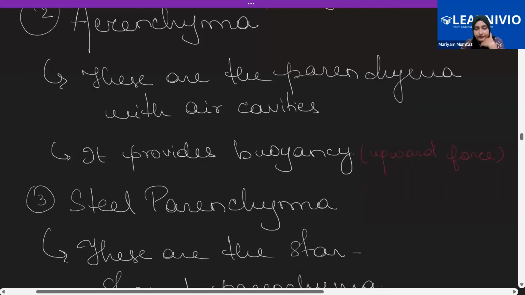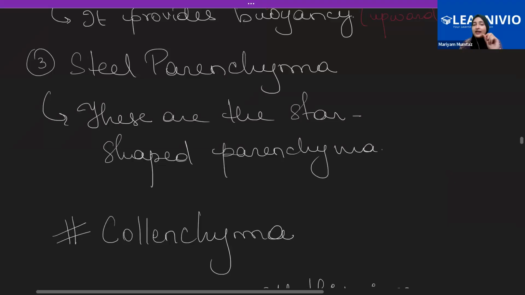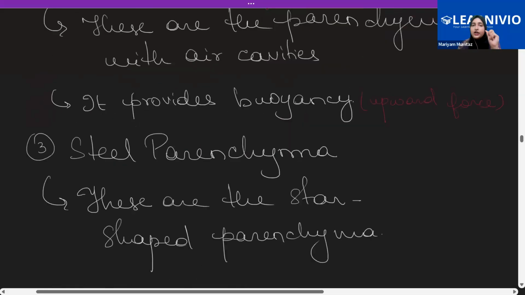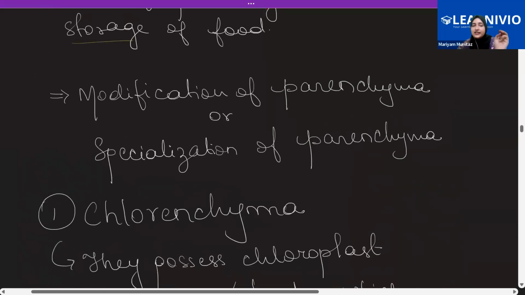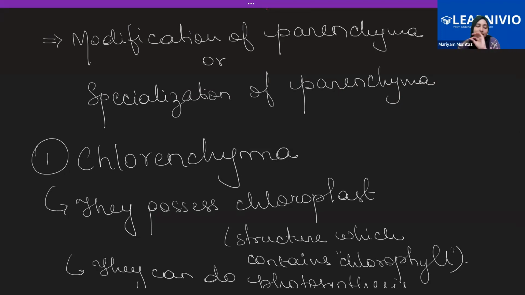upward force, to them. And then the last modification is the stellate parenchyma. These are those parenchyma that have a star shape. So they are star-shaped parenchyma. Up until now, you people have seen three modifications of the parenchyma. You've seen the characteristics of parenchyma, which type of tissue it is, and everything.